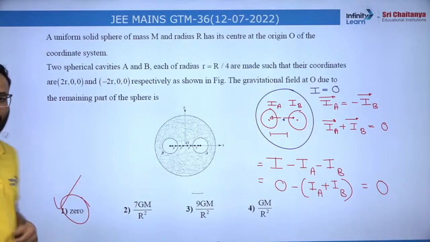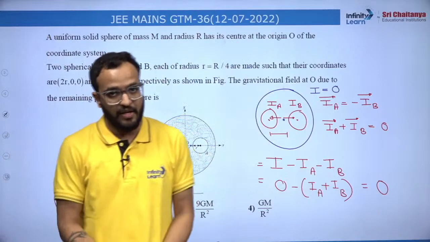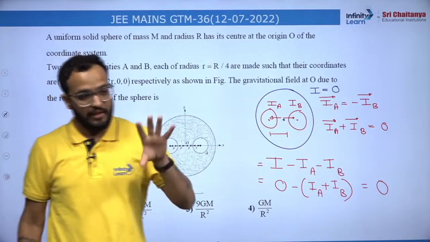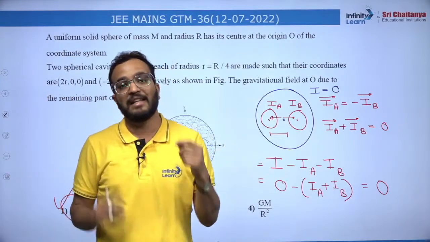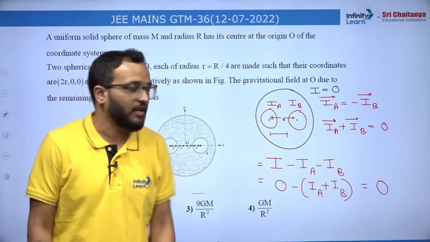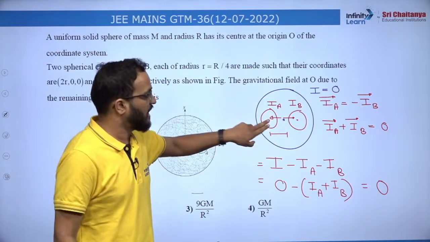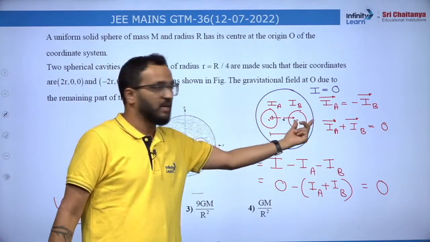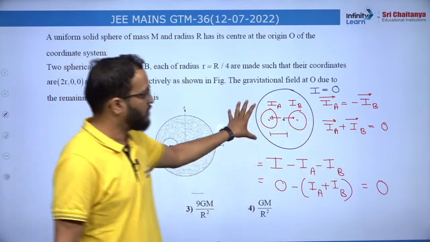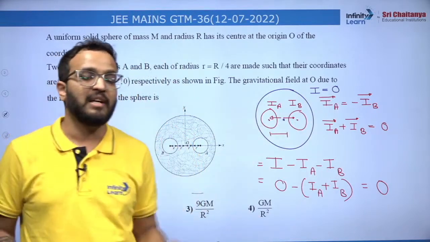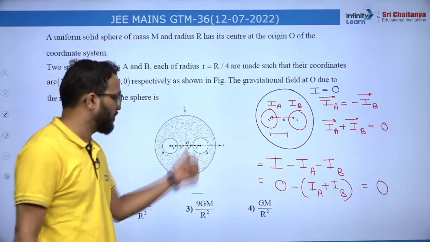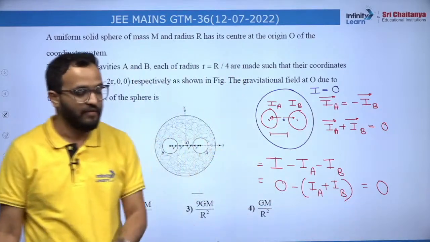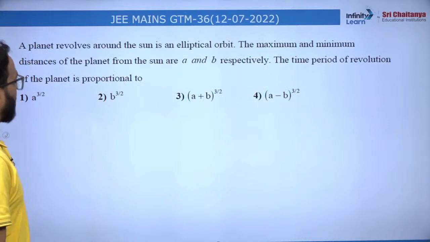First option correct. Did you understand? The bigger sphere was not producing any gravitational field at the center. These cavities are dimensionally the same and are placed in the same configuration, at the same distance from the center, so the gravitational field produced by cavity A will be IA in this direction, and by this other sphere it will be IB in this direction. They must be equal and opposite because they are dimensionally the same and placed at the same distance and orientation from the center. That is why I can say this line, and after saying this, it is very easy to derive. Okay, let's move on.